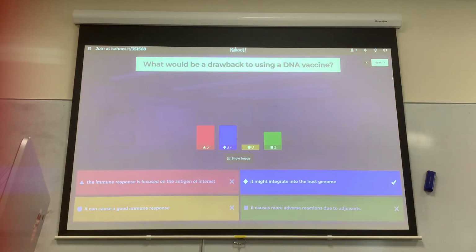What would be a drawback to using a DNA vaccine? I didn't actually mention this in class. I just thought, see how you go. It's actually that it might integrate into the host genome.